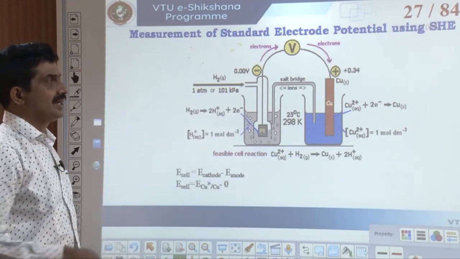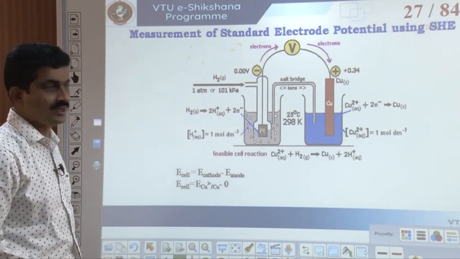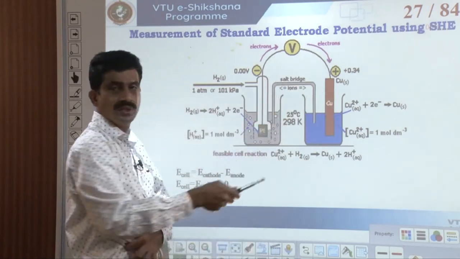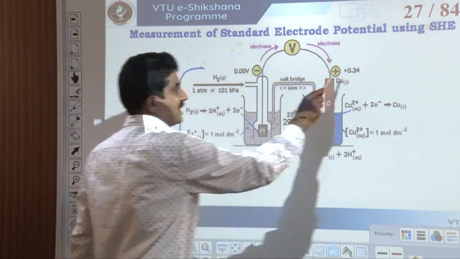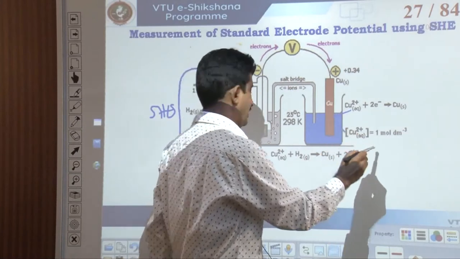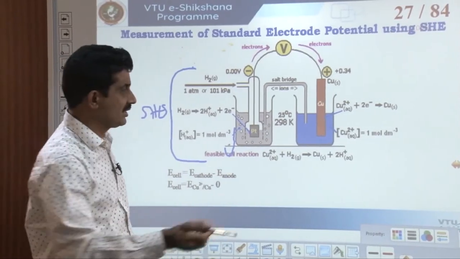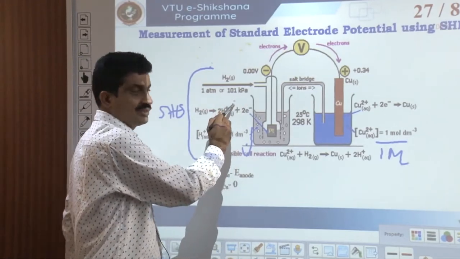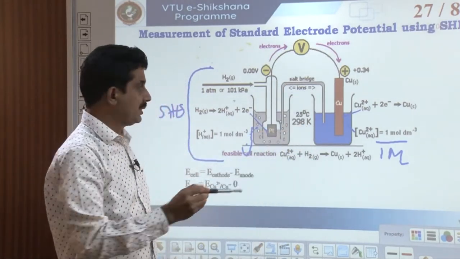This is how the standard electrode potential of other electrodes is measured, making use of the standard hydrogen electrode. This SHE is a half cell, and the other half cell, the test electrode, is connected to it. These two are connected to a voltmeter. This is the standard hydrogen electrode, and this is the test electrode. In this example, I have taken a rod of copper dipped in a solution of copper sulphate, containing its own ions. In standard electrode potential measurement, the concentration of Cu2 plus should be 1 molar. These two half cells are connected to a voltmeter, and there is a salt bridge to complete the circuit.